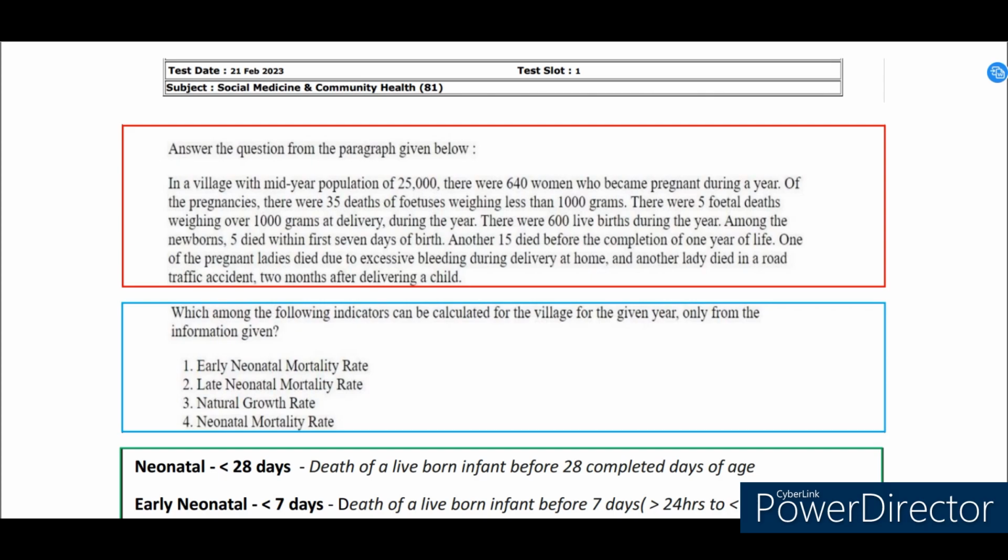Which among the following indicators can be calculated for the village only from the information given? So you don't need to go back to the passage again and again. First go through the options. The options are early neonatal mortality rate, late neonatal mortality rate, natural growth rate, neonatal mortality rate. So option 3 is excluded because it is not relevant in this context. So we are left with 3 options. In all 3 options, we have one common term, that is neonatal mortality.